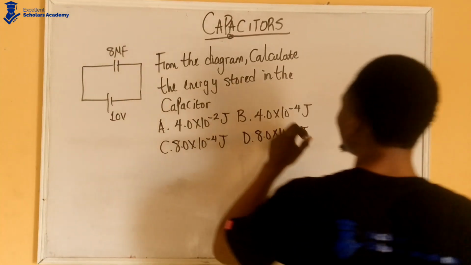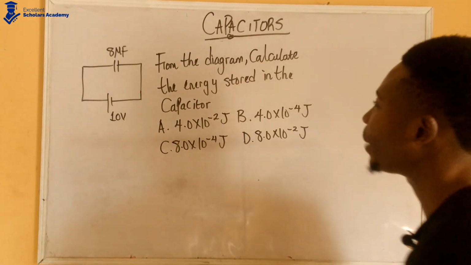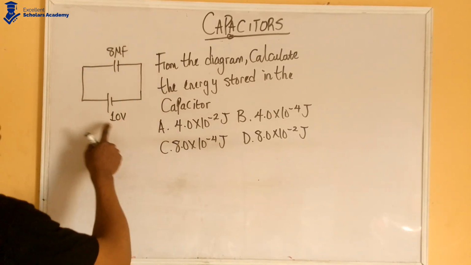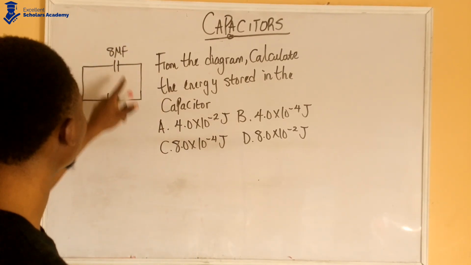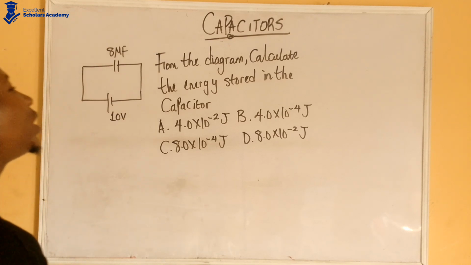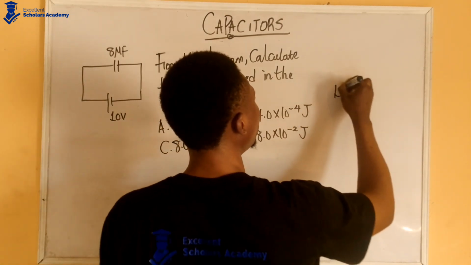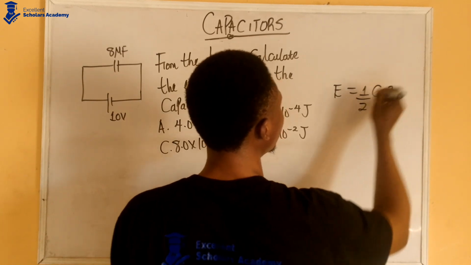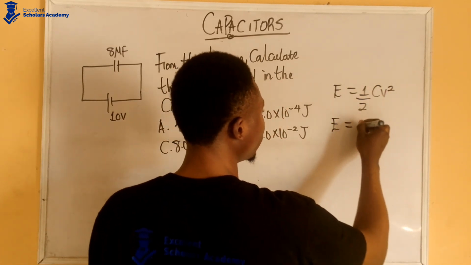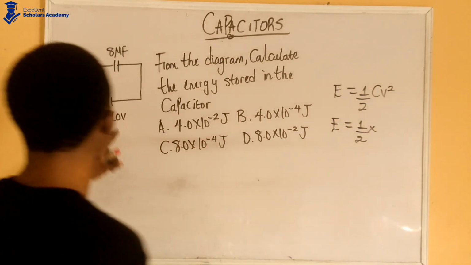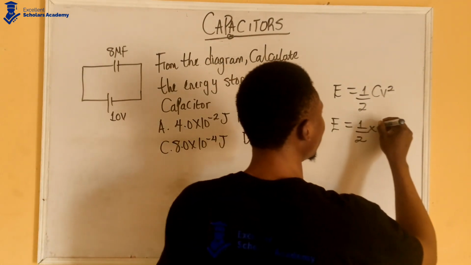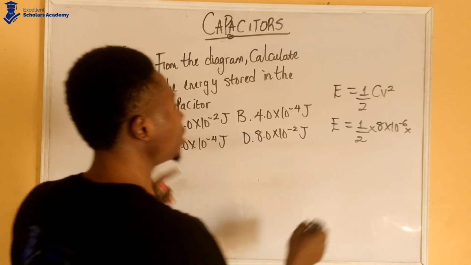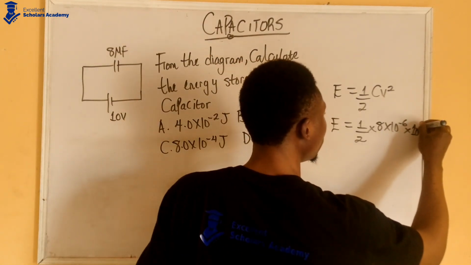From the diagram, calculate the energy stored in the capacitor. Now we have an 8 microfarad capacitor here, and the voltage or potential difference across it is 10 volts. And we have to calculate the energy stored. Now, of course, energy stored is half CV squared. So it's going to be equal to 1 over 2 multiplied by the capacitance, which is 8 microfarad. That's 8 times 10 to the power of minus 6, multiplied by V squared. That's 10 squared.